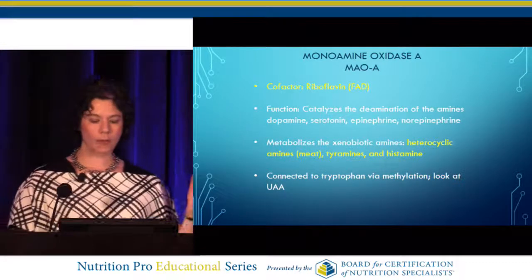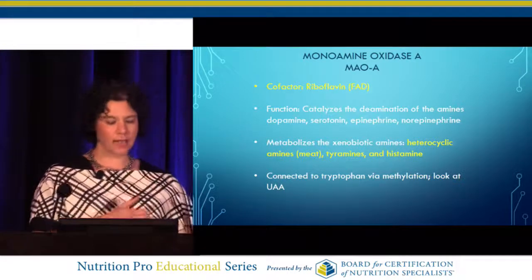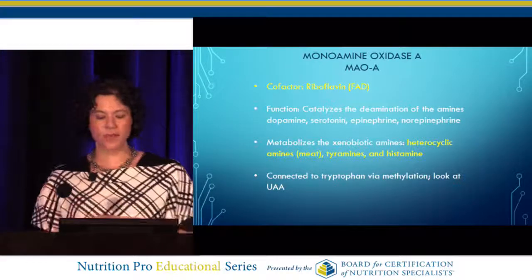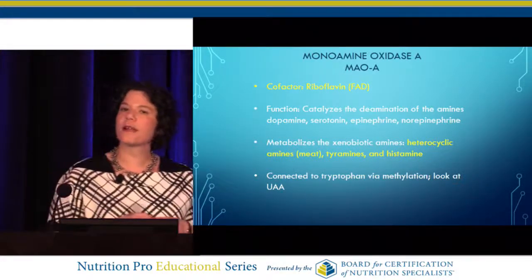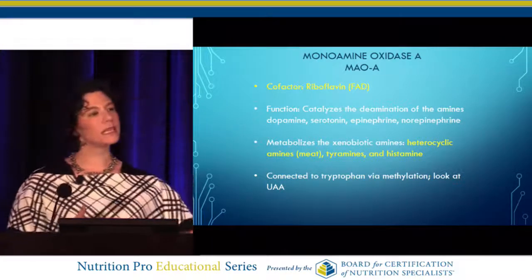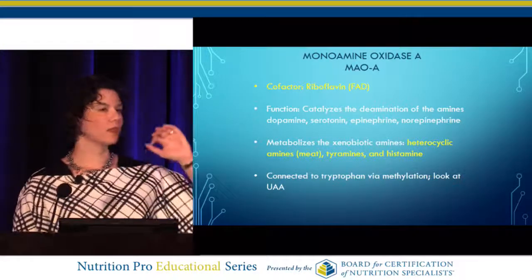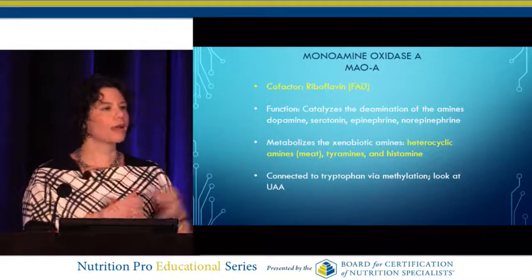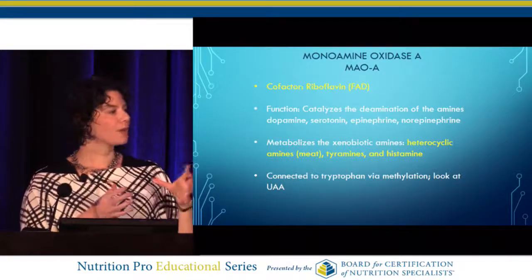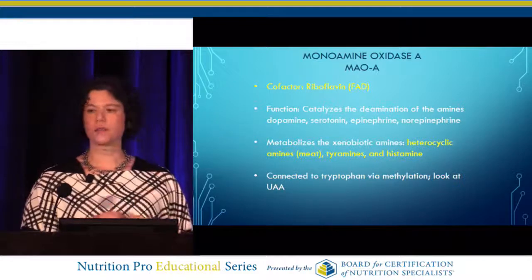It's also important to see how this connects tryptophan via methylation, and we can take a look exactly at how this occurs by looking at urinary amino acid levels. So we can see whether there are disturbances to things like our tryptophan level, or even going back into our COMT patterns looking at phenylalanine and tyrosine.